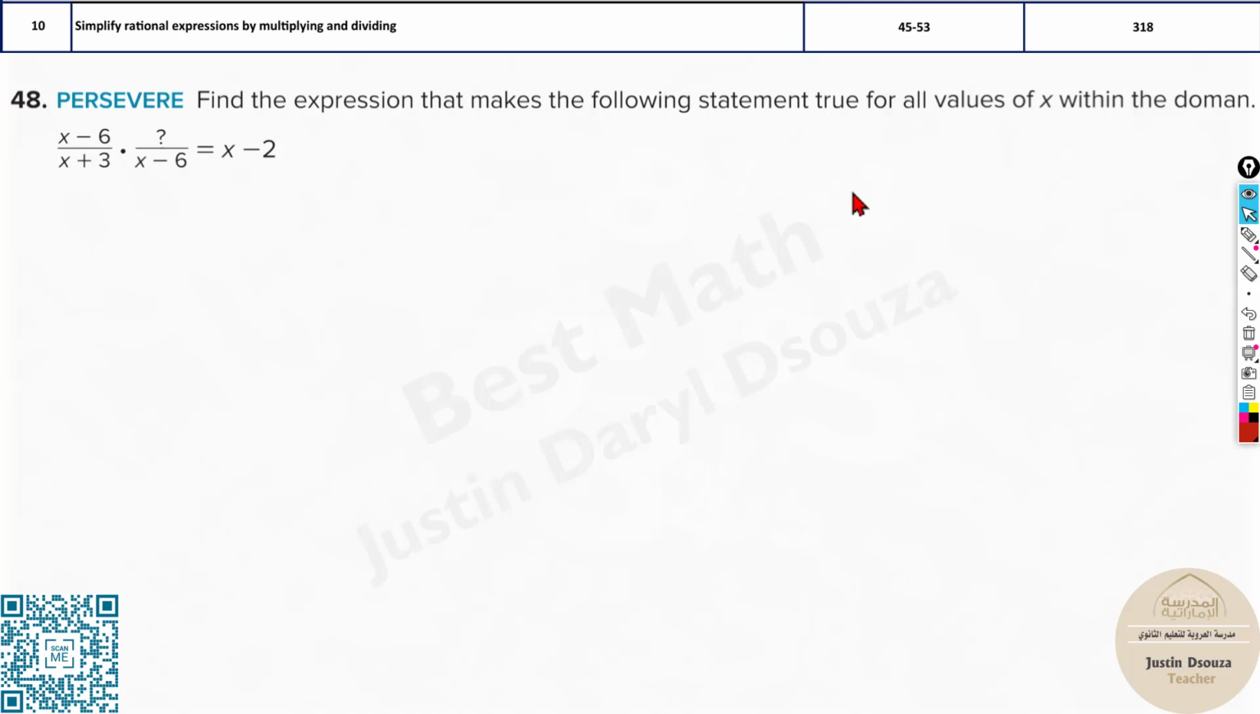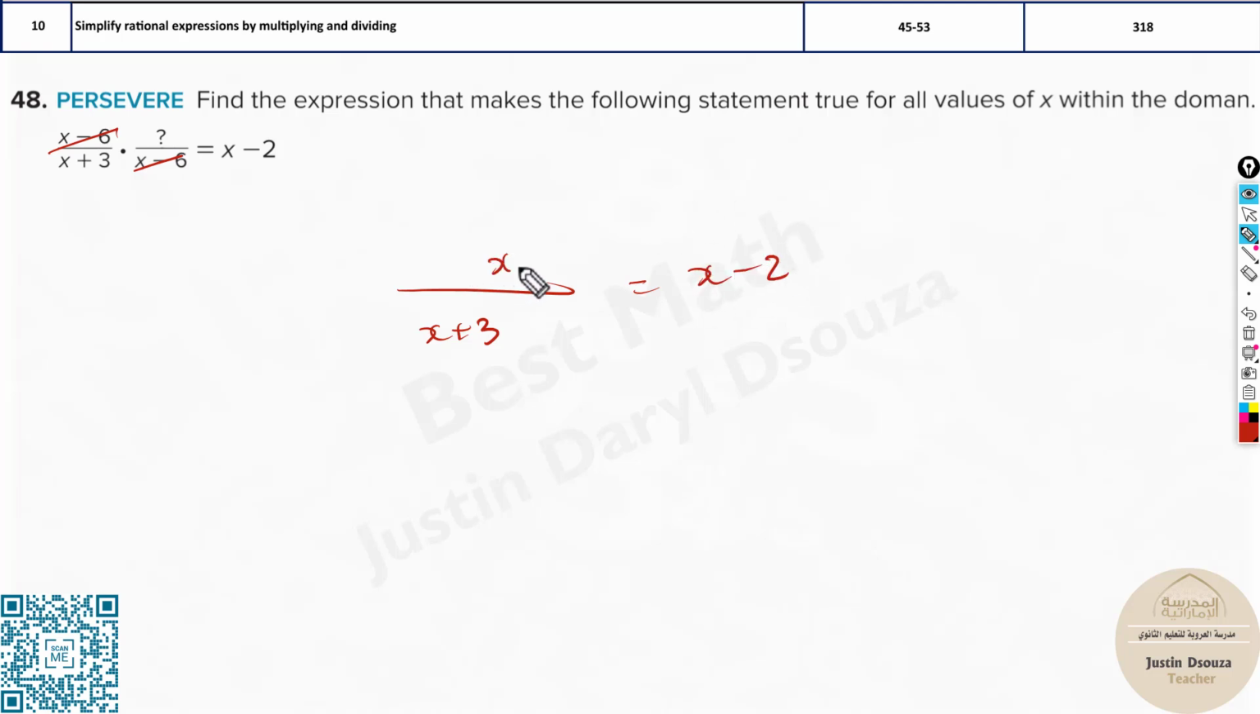Find the expression that makes the following statement true for all values of x within the domain. You have to solve this, but the answer is x minus 2. You can see there's x minus 6 and minus 6, that simplifies. Now, how can you get x minus 2? You have some value up over here, and down it's x plus 3 after simplifying. The answer must be x minus 2, right?